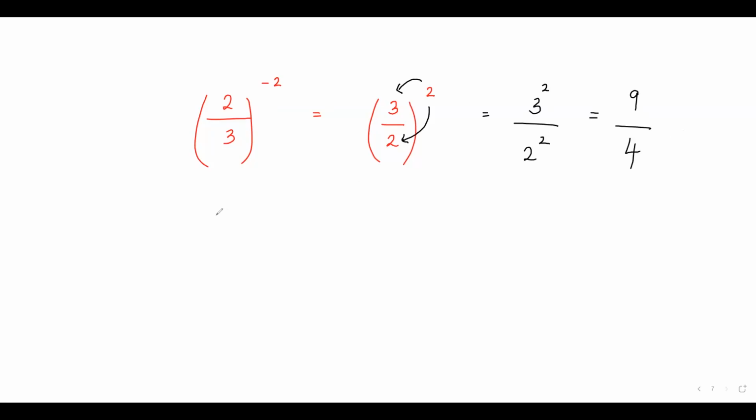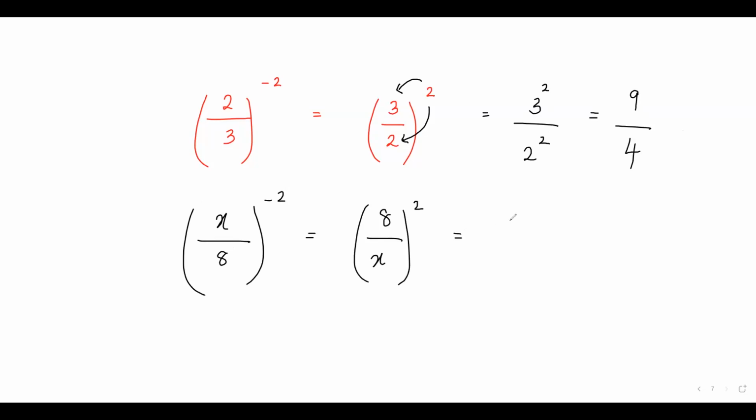Right. What if it's x over 8 to the power minus 2, and I want you to simplify, what would you do? 8 over x. Okay, then 8 squared over x squared. And what is 8 squared? Is it 16? 64. Okay, 8 into 8 is 64. This is your final answer. Is that clear?